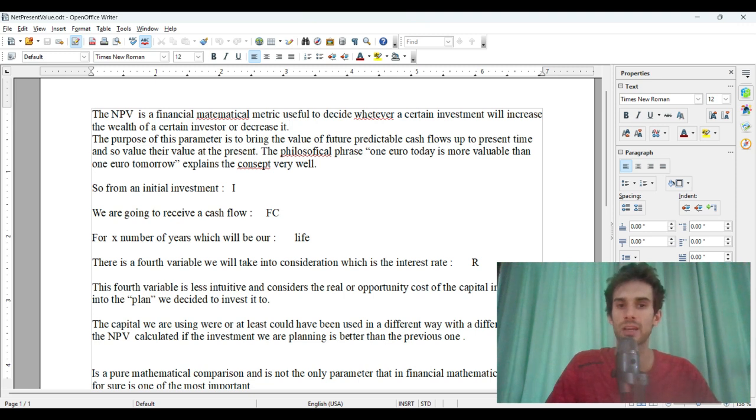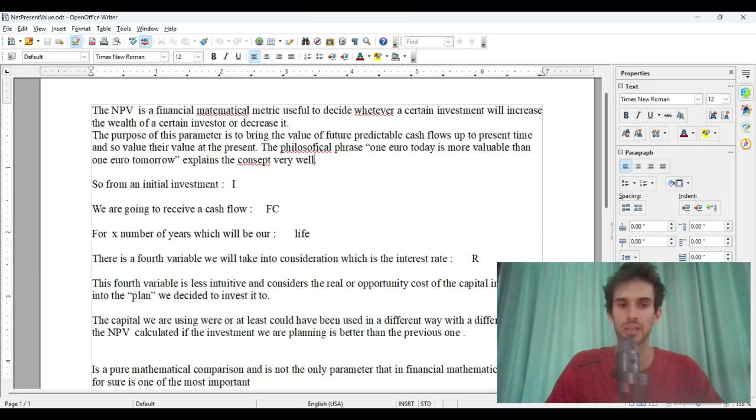The philosophical phrase that probably everyone knows: €1 now is more valuable than €1 tomorrow. So basically, if the money that I'm going to receive comes five years after the investment, it is not going to be as valuable as the same amount of money today. This is basically the concept behind the net present value.